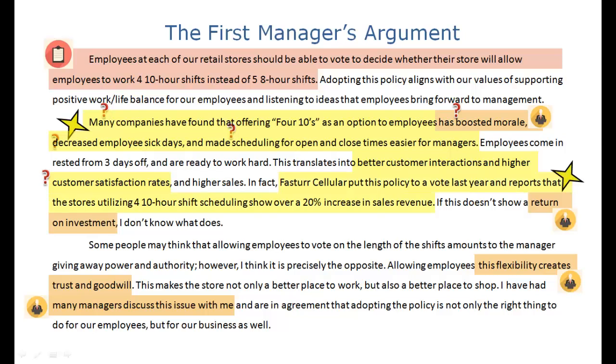However, the next two pieces of evidence are specific. Faster Cellular voting to implement this policy and reporting a 20% increase in sales revenue is very specific. In the last paragraph, he's back to vague. Mini managers? What does that mean? 4? 27? I don't have any way of knowing.